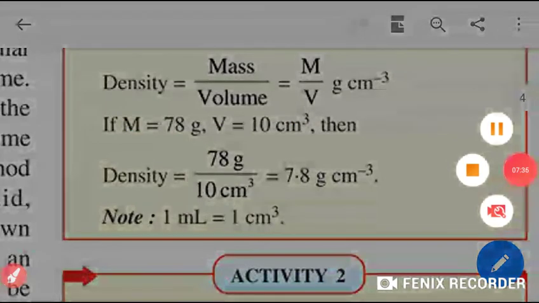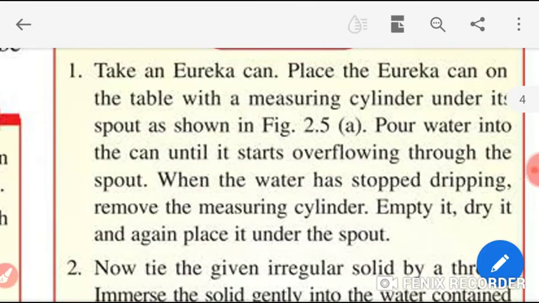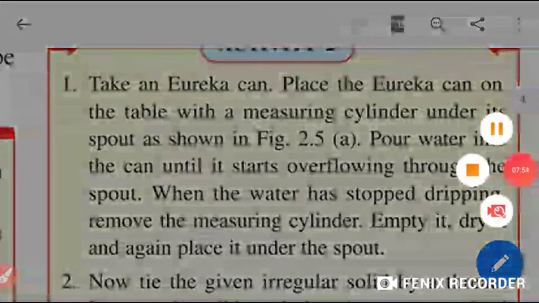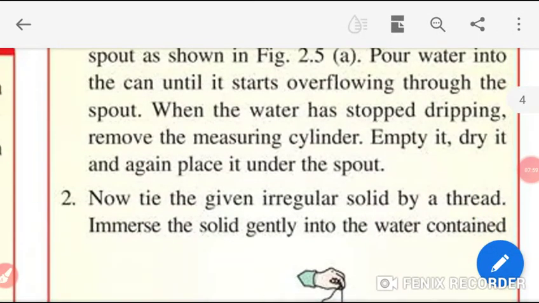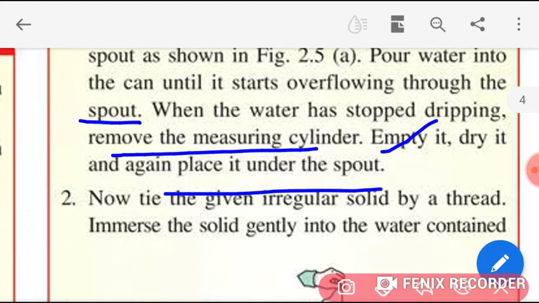Okay, students. Now let's see the second activity. Take an Eureka can. You have to place the Eureka can on the table with the measuring cylinder under its spout. Now pour water into that can till it starts overflowing through the spout. When water has stopped dripping, just remove the measuring cylinder. Now empty it and keep it again under the spout.